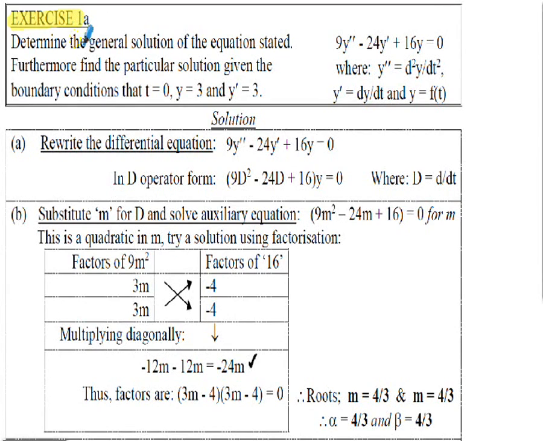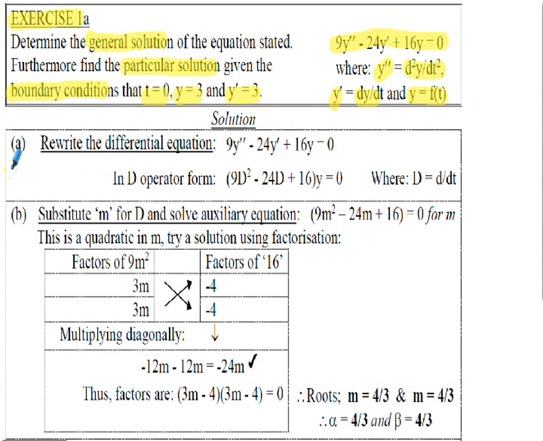Exercise 1a, we're asked to determine the general solution of the equation shown here on the right hand side, and then furthermore find the particular solution given the boundary conditions that t is equal to 0, y is equal to 3, and y dash is equal to 3. Don't forget in this question y double dash is equal to d2y by dt squared, and y dash is equal to dy by dt. y is a function of t.